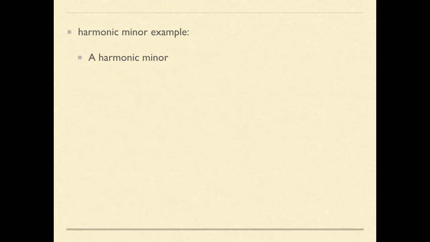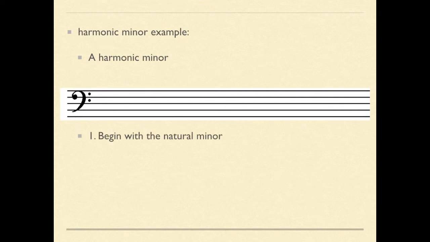So let's do an example. We're going to write an A harmonic minor scale. So we're going to begin by writing the natural minor scale, and since we've done several examples of this, we'll kind of go through this quickly. So that's going to be A, B, C, D, E, F, G, A.